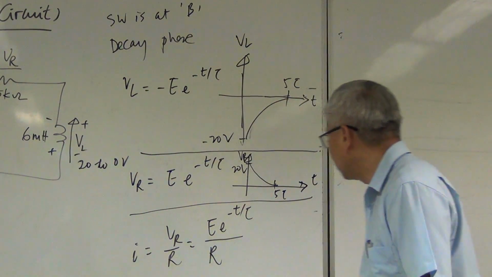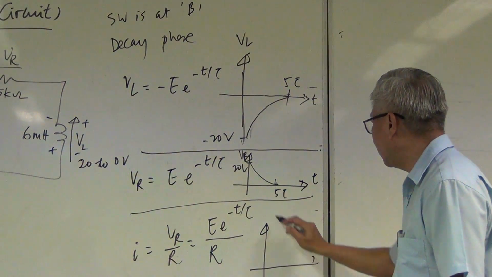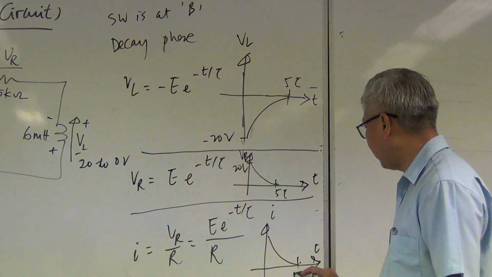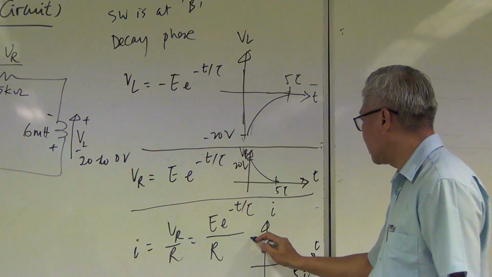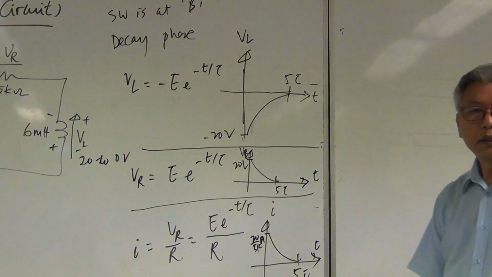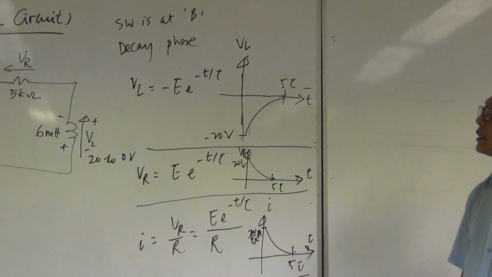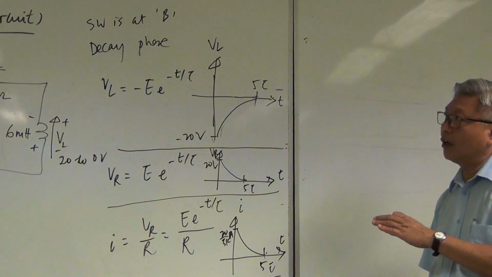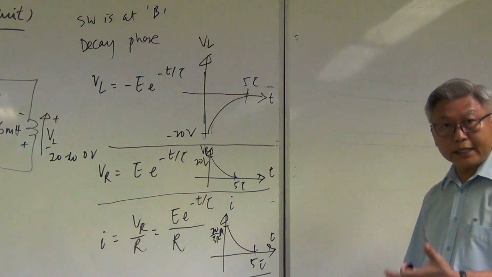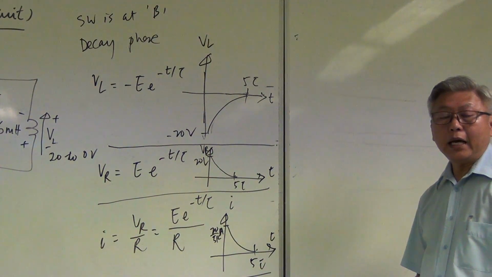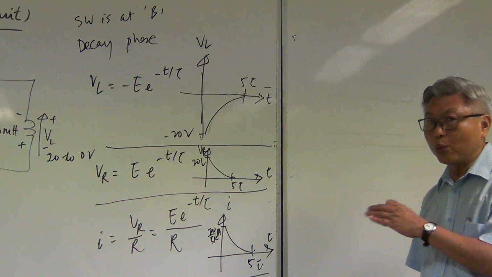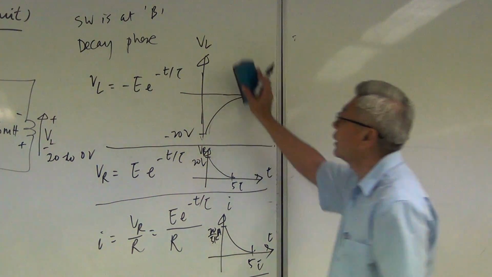And current is a decreasing function as well. Here's 5 time constant, and the current here is 20 divided by 5k ampere. Got it? So that is the complete picture of the RL circuit. Okay, now I think we should therefore test it with our general function, because the general function, like what we did in the capacitor, also works for the inductor. Okay, let's try.